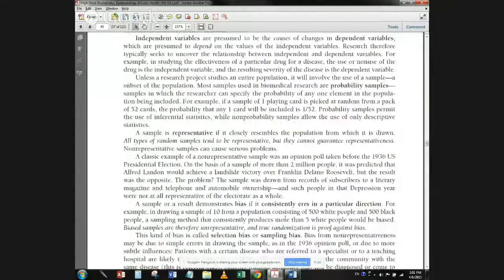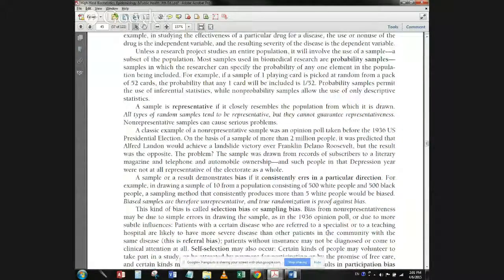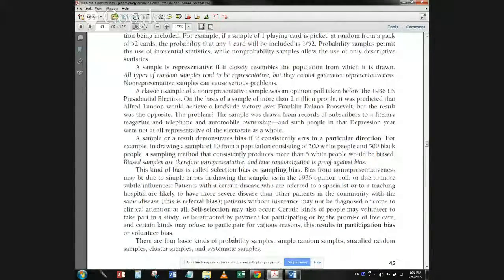A sample or result demonstrates bias if it consistently errs in a particular direction. For example, in drawing a sample of 10 from a population consisting of 500 white people and 500 black people, a sampling method that consistently produces more than 5 white people would be biased. Biased samples are therefore unrepresentative, and a true randomization is proof against bias. This kind of bias is called selection bias or sampling bias.